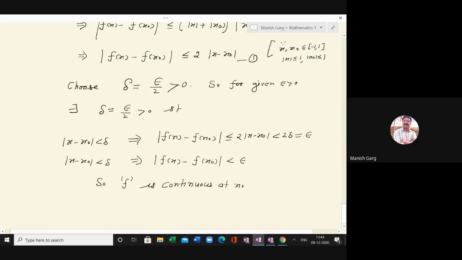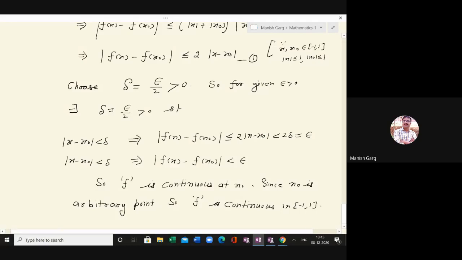At x naught. The last line you can write: since x naught is an arbitrary point, f is continuous in this interval, -1 to 1.